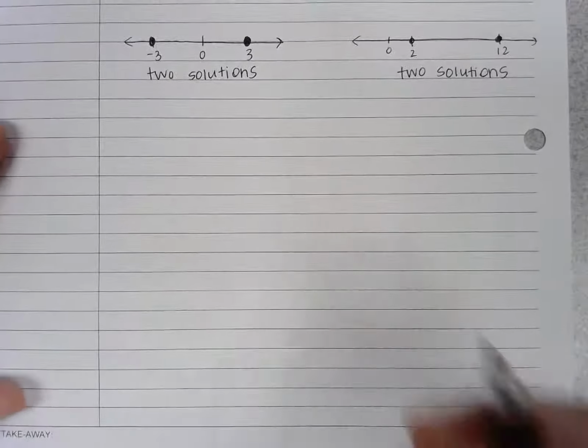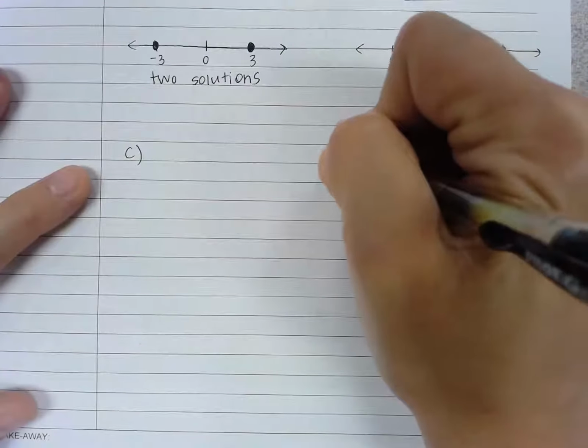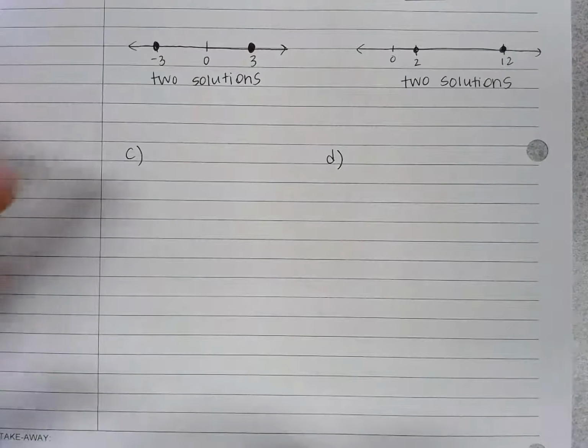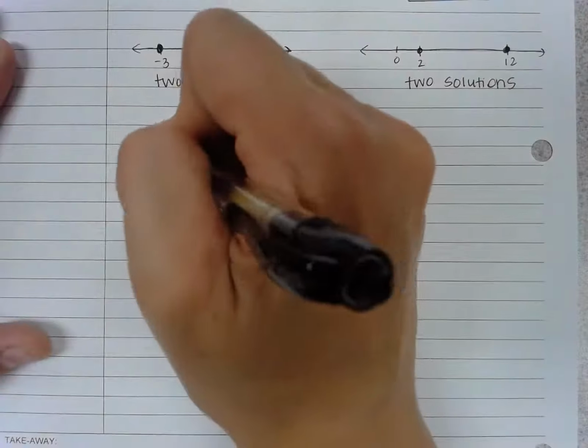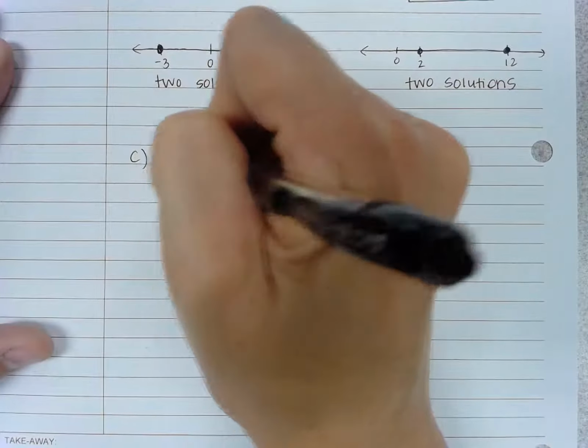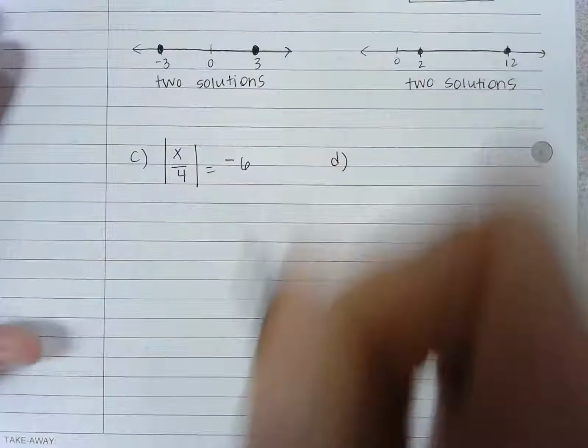So here we go. For the last 2 parts for this example, we're going to do an example C right here, and we'll do an example D right here. Example C is a little bit tricky. A lot of students have trouble with questions like this. So let's start with this one. It says the absolute value of x divided by 4 is equal to negative 6.